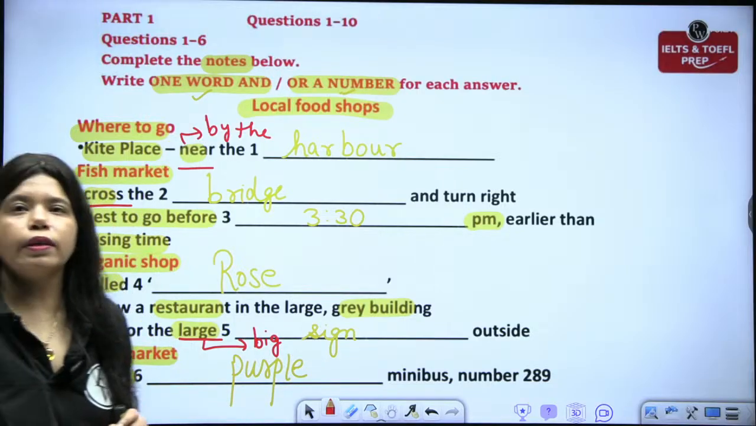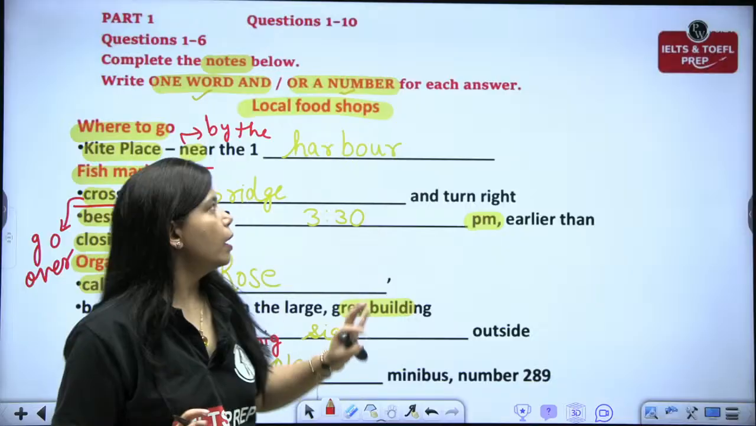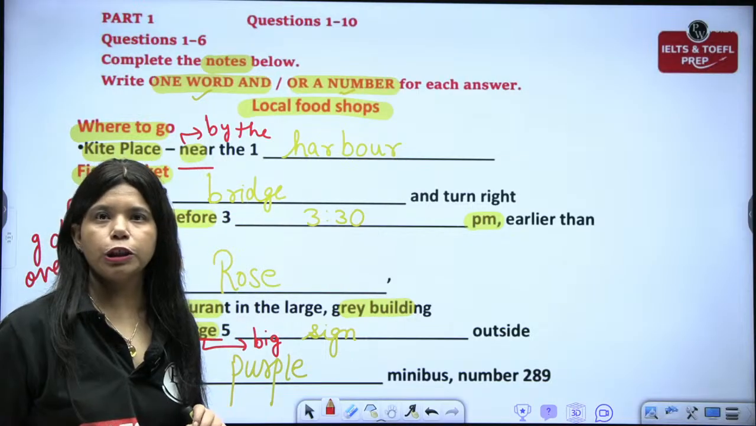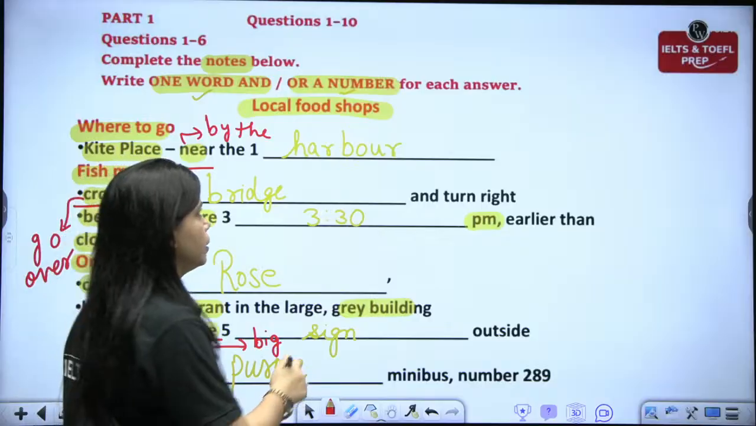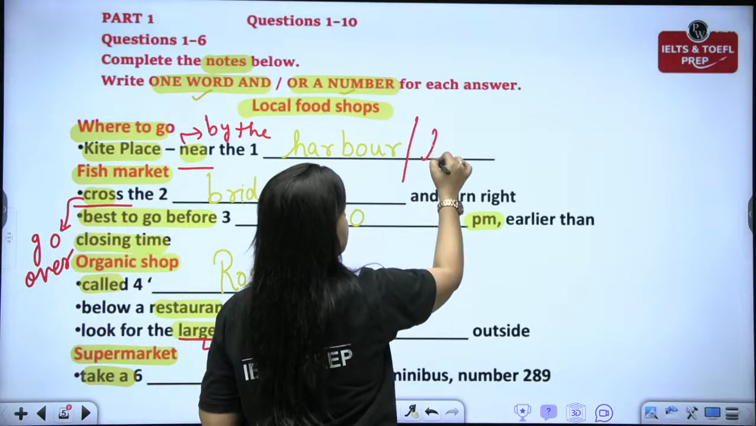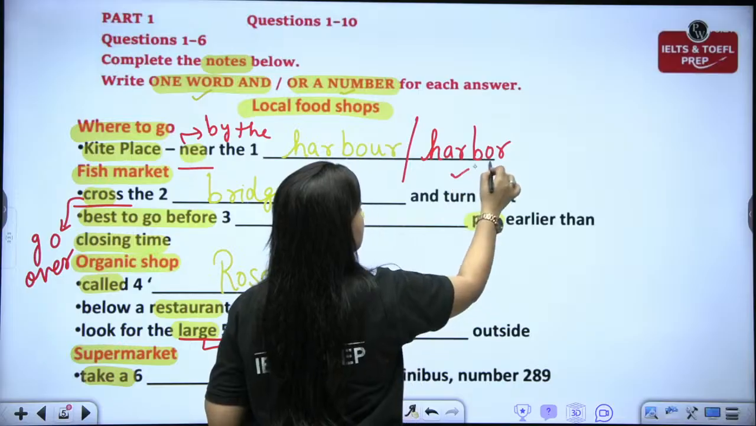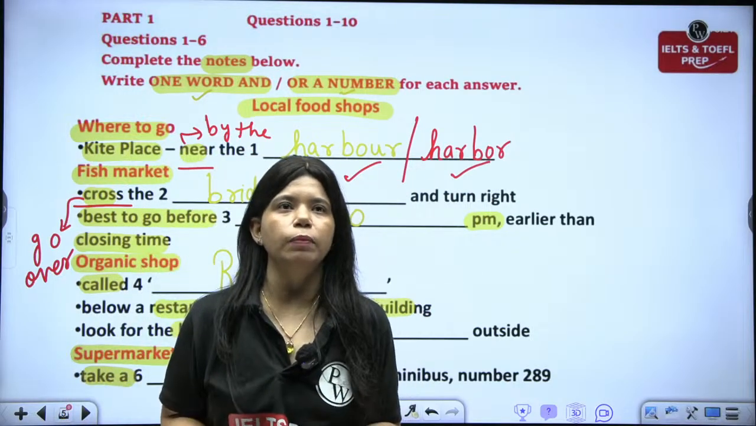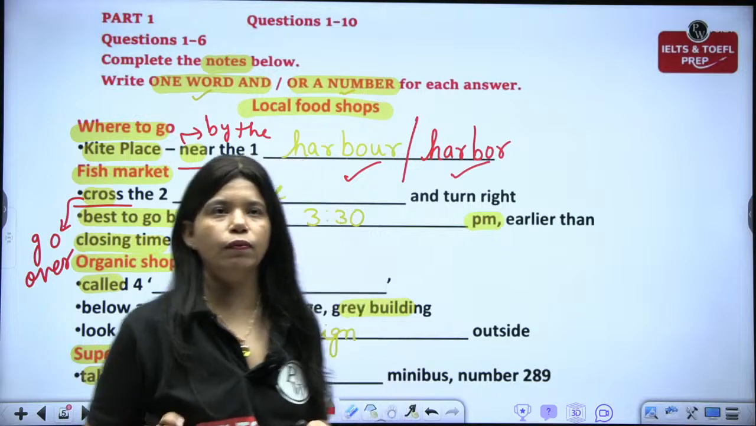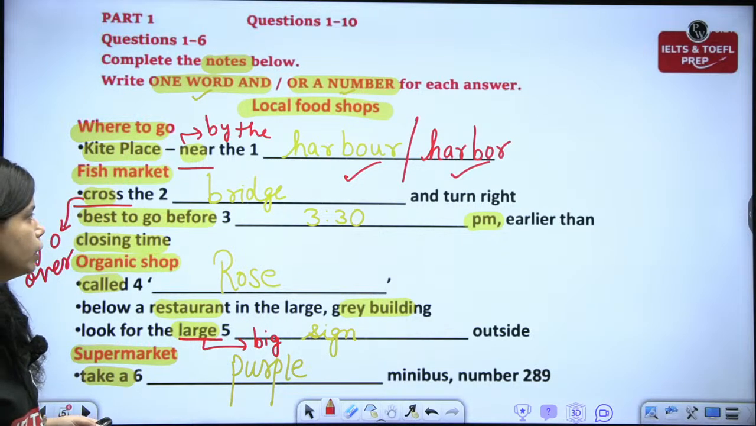Now, one more thing. Answer number 1 is harbor, yes, but these are UK English spellings, H-A-R-B-O-U-R. They are correct, they are perfectly fine. But if anybody has written H-A-R-B-O-R, which is US English, both are perfectly fine, both are acceptable. Your marks will not be deducted for UK or US. Don't worry about that. Right? So this is how the language is going to be paraphrased.